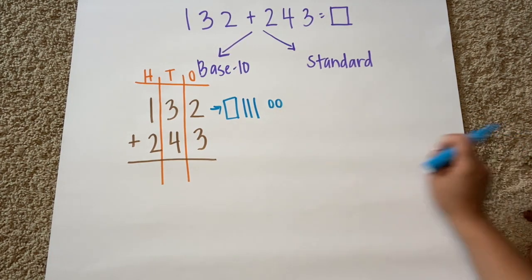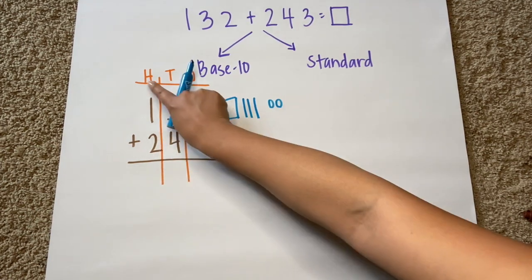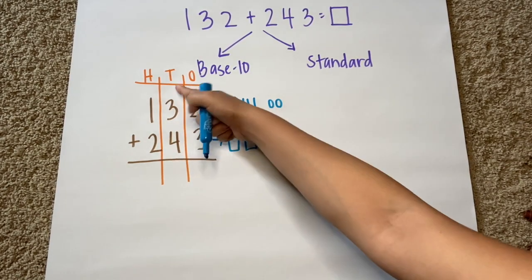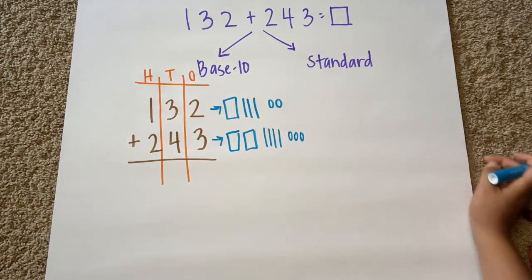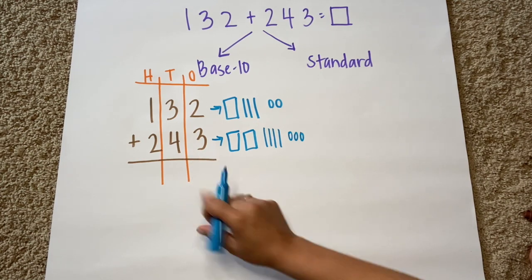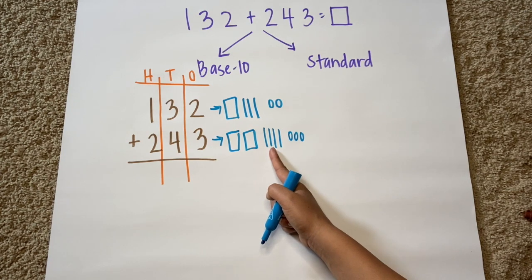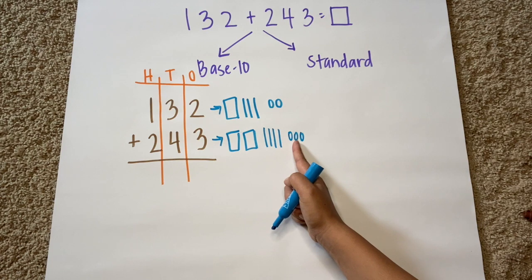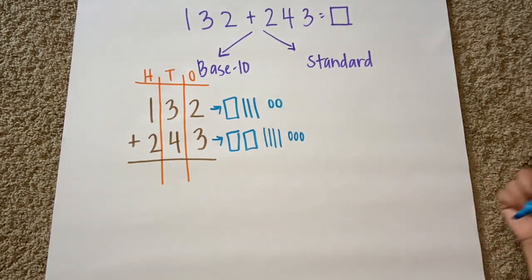Nice job. Now let's draw 243 in base 10 blocks. 2 100 blocks, 4 10 sticks, 3 ones. Again, this should equal 243. Let's double check. 100, 200, 210, 220, 230, 240, 241, 242, 243. Great. Now that I've double checked, I drew my numbers correctly in base 10.